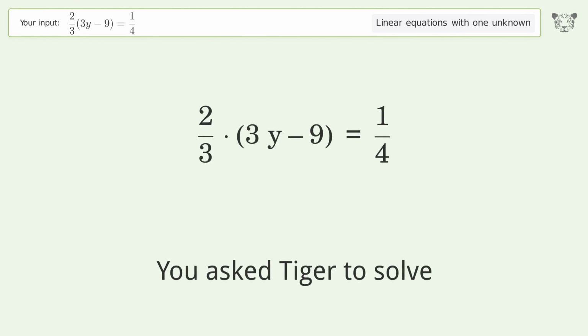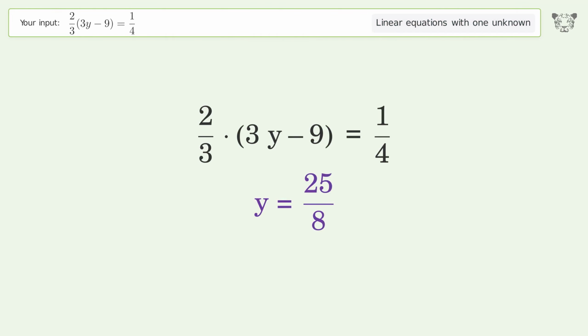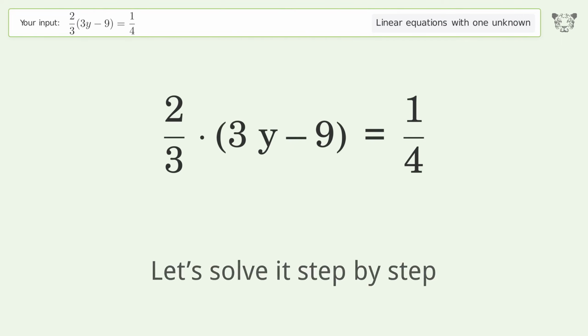You ask Tiger to solve this. This deals with linear equations with one unknown. The final result is y equals 25/8. Let's solve it step by step.